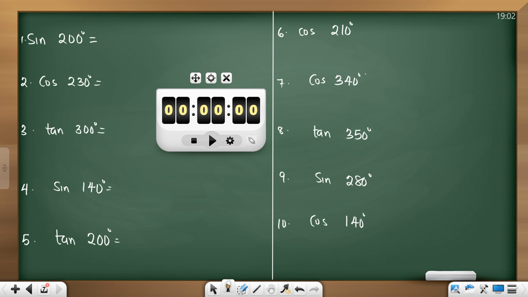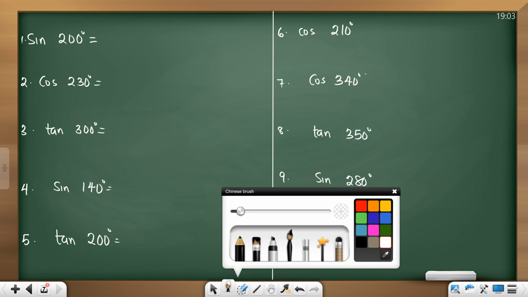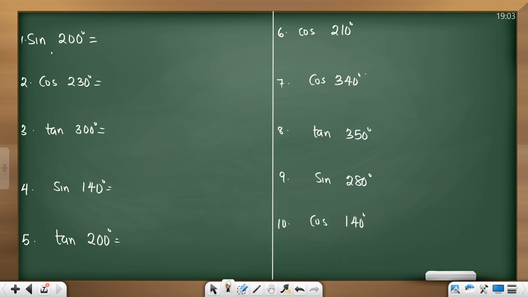I believe everyone should be done. Sine 200, what will it be? You need to know the quadrant. Which quadrant is this? It's greater than 180, so we're in quadrant 3. So it is sine of 180 plus 20. And sine is negative in that quadrant, so negative sine 20.